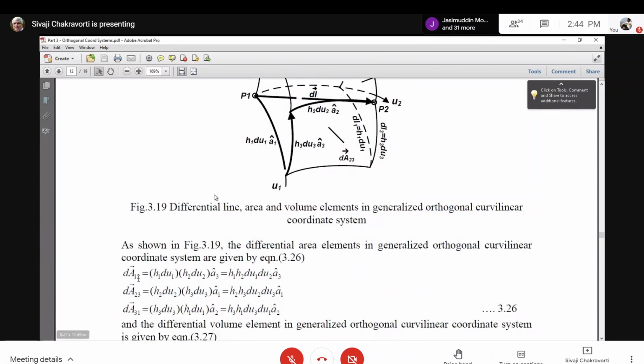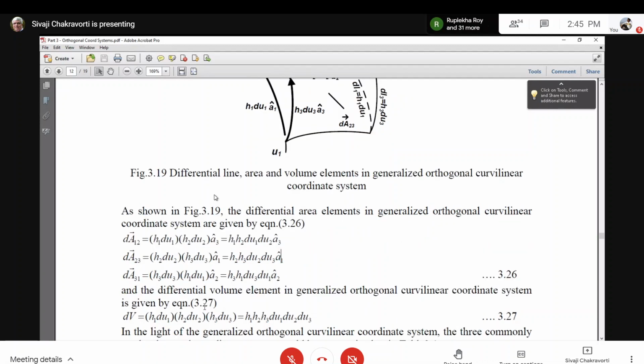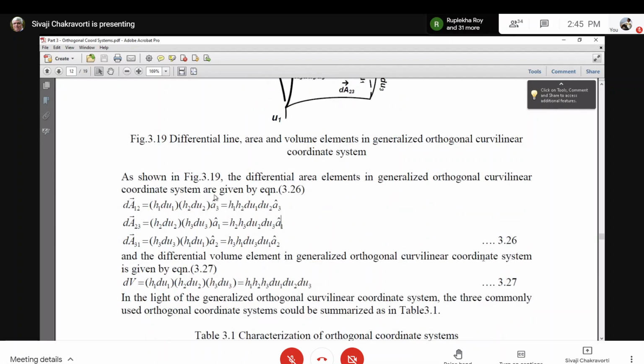So these will be the two length components, that is dl1 into dl2, which is h1 du1 into h2 du2. This is dl1, this is dl2. Then the unit vector a3, because a3 is normal to the plane, which is the du1 du2 plane. Similarly, the other two area vectors will be du2 du3 and du3 du1. So we can define the three area vectors, equation 3.26.